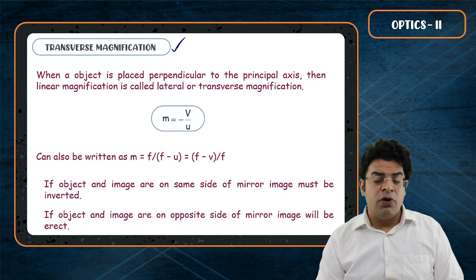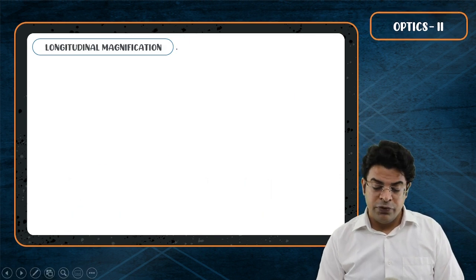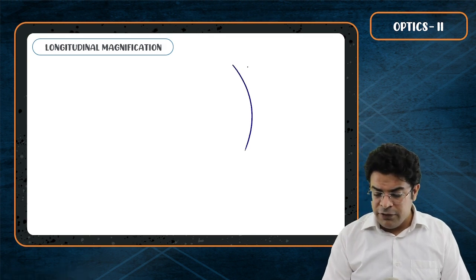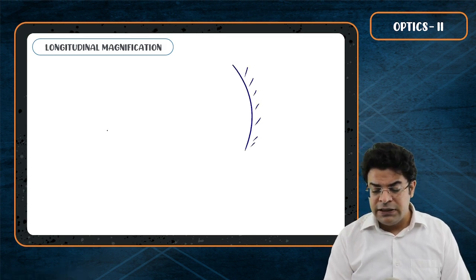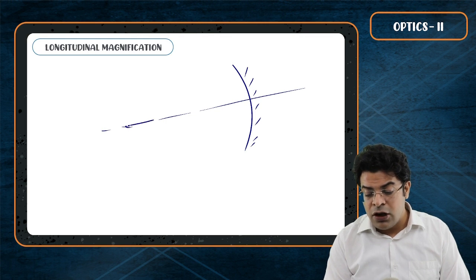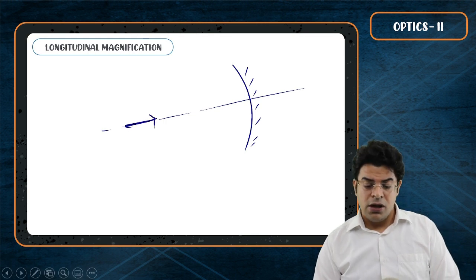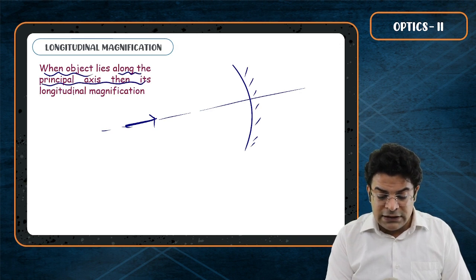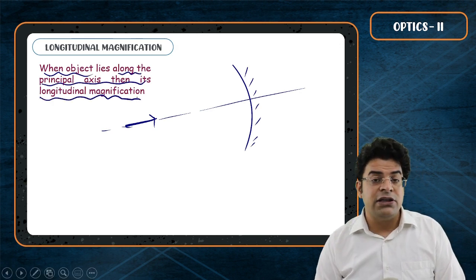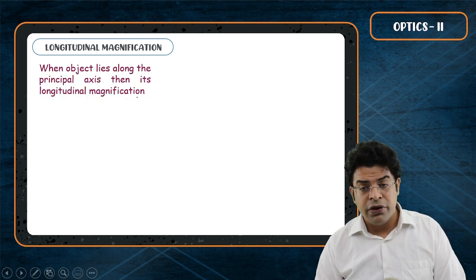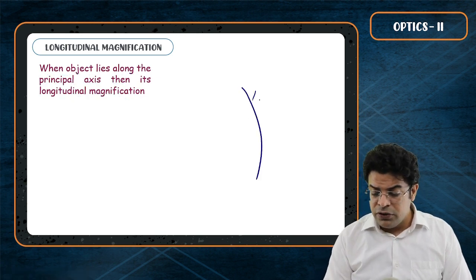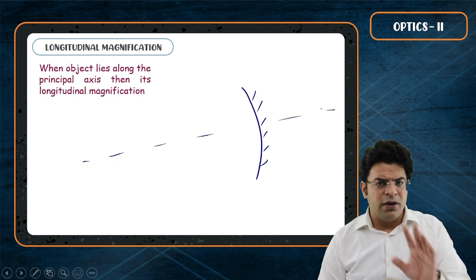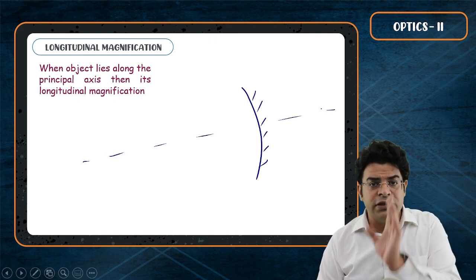Now let's talk about the other type of magnification, the longitudinal magnification. We observe longitudinal magnification when the object is placed such that its length is along the principal axis. So when the object lies along the principal axis, the type of magnification we see is longitudinal magnification. Now it's difficult to teach longitudinal magnification for a long object. It's not difficult, but it's a lengthier process to find it.